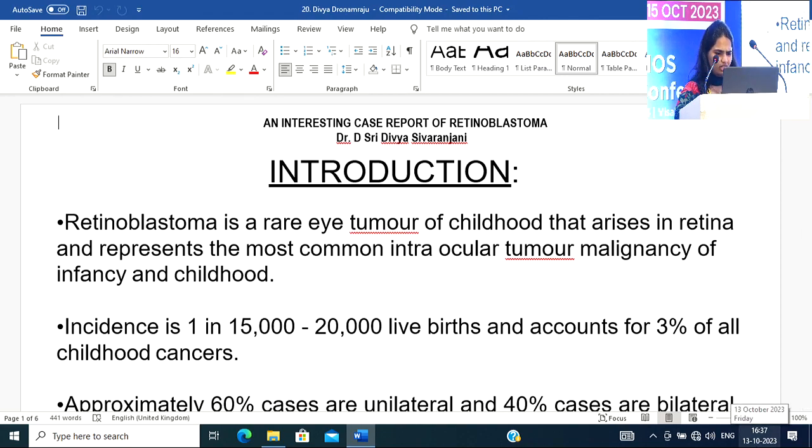Incidence is 1 in 15,000 to 20,000 live births and accounts for 3% of all childhood cancers. Approximately 60% cases are unilateral and 40% are bilateral.